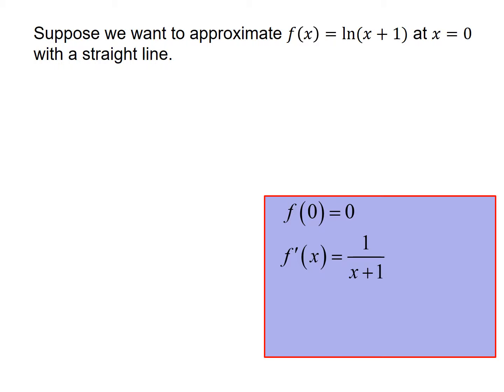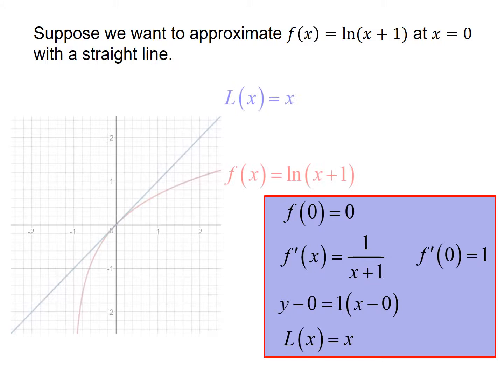We take the derivative to find the slope, and we evaluate that at 0, and we get a slope of 1. So the equation of the line, y minus y sub 1 equals m times x minus x sub 1, simplifies down to y equals x. So our linearization equals x.